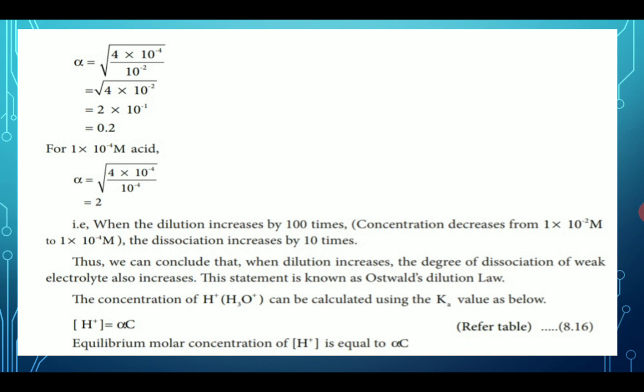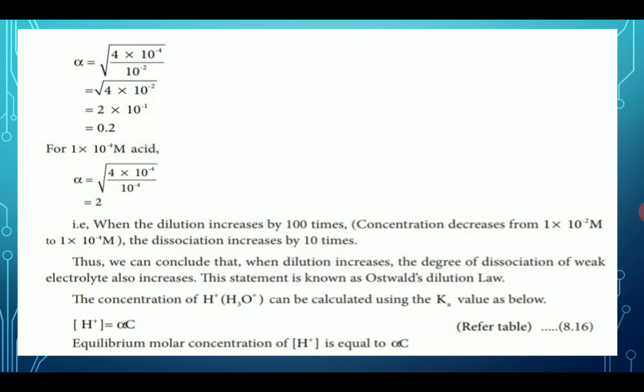So when the dilution increases by 100 times, the concentration decreases from 1 into 10 power minus 2 to 1 into 10 power minus 4. The dissociation increases by 10 times. So this usually comes in an objective type question.